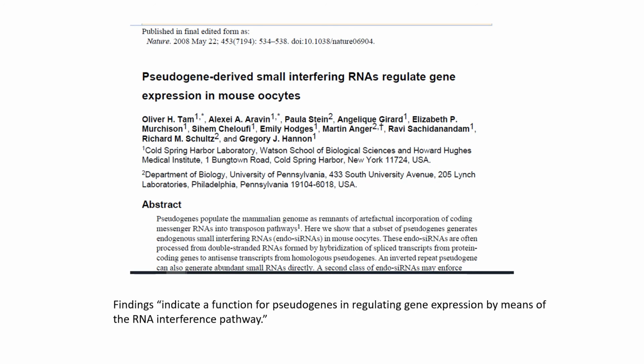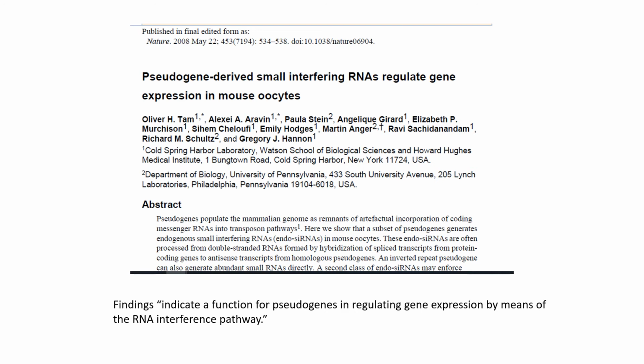So here's a paper published in the journal Nature in 2008 that is saying that pseudogenes are transcribed and they give something called small interfering RNAs. And these small interfering RNAs are yet another type of functional RNA that regulates gene expression in oocytes in the very early process of embryogenesis.